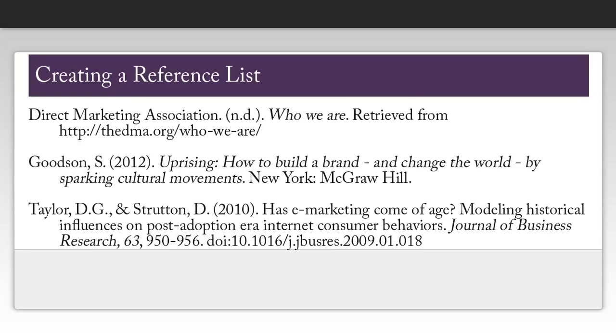Once you have all of your citations, you can create your reference list, which will go at the end of your paper. You want to make sure your references are in alphabetical order and that they each have a hanging indent, so that the first line of each citation is longer than the subsequent lines. Your reference list should also be double-spaced. The top of your page should say References.